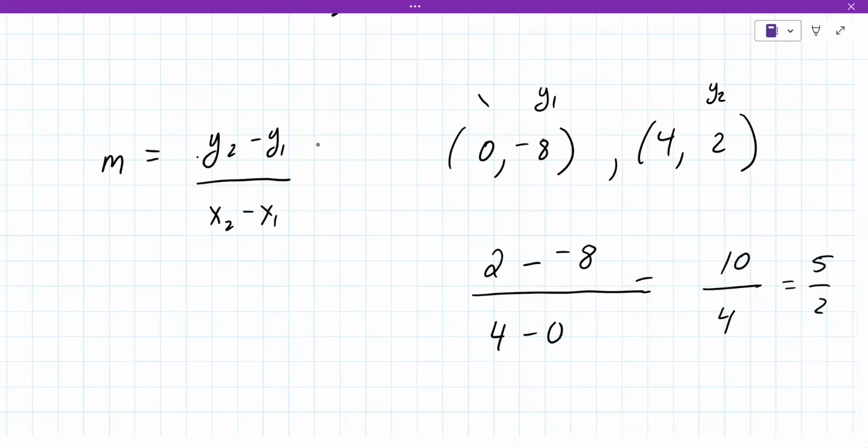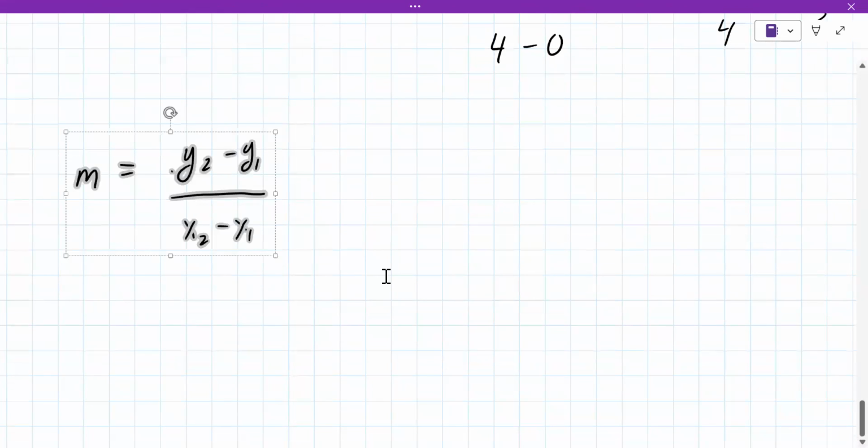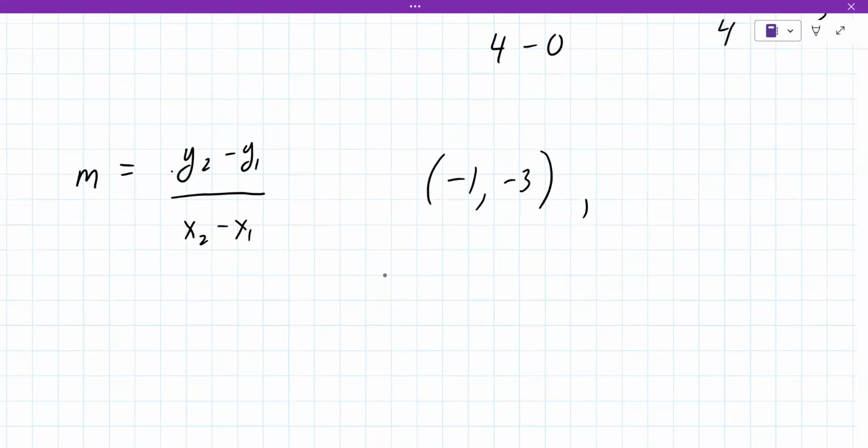I'll give you another one here. The way to help you would be to label. Really, if you label these, you can't make a mistake unless you put them in the wrong order. I'll keep putting the formula up here. Got to get you to do one start to finish right. So let me give you some points here. Let's say it's (-1, -3) and (2, 9), like that.